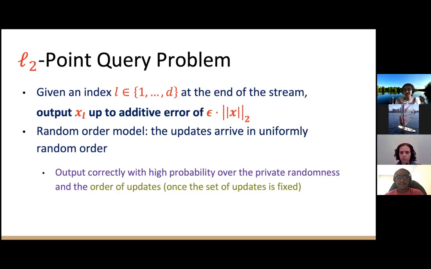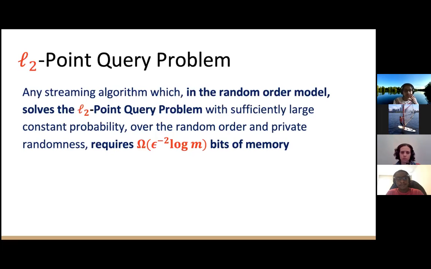And in this model, where you need to be correct on every sequence of updates, that is every order of updates, there is a lower bound of omega log m by epsilon square against streaming algorithms. Now the question is, if you need to be correct only in the random order model, can you do better in terms of space? We show that this is not possible. That is, any streaming algorithm which in the random order model solves the L2 point query problem with sufficiently large constant probability requires omega log m by epsilon square bits of memory.